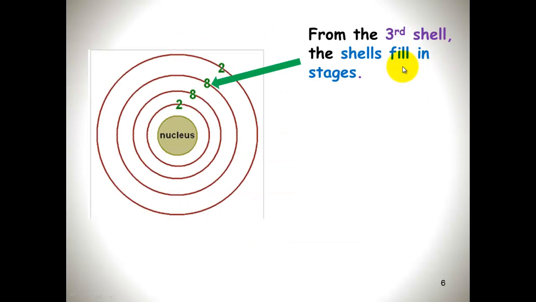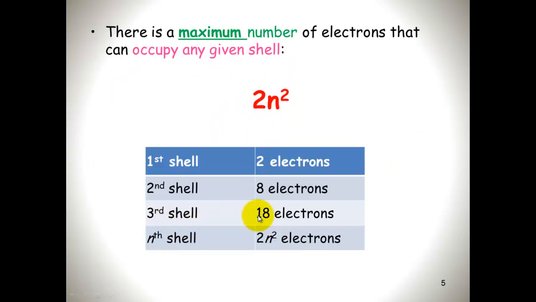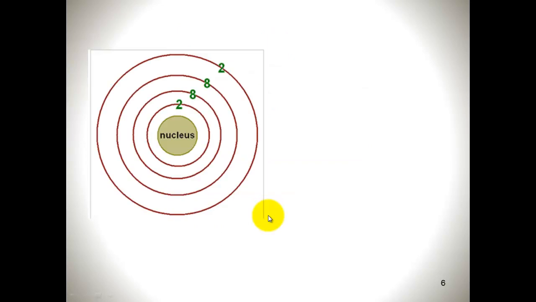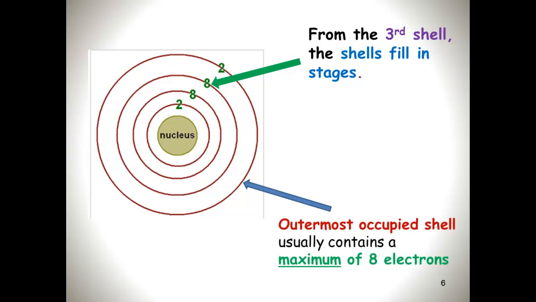From the third shell, the shells start to fill in stages, and this is why up until now we've only been able to talk about how calcium is filled, because after calcium, the third shell starts filling up, as the third shell can have a maximum of 18 electrons. And that's what we're going to learn about in the second part of this video. The outermost occupied shell usually contains a maximum of 8 electrons.